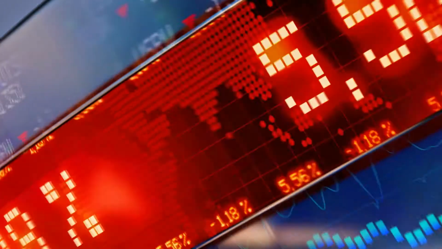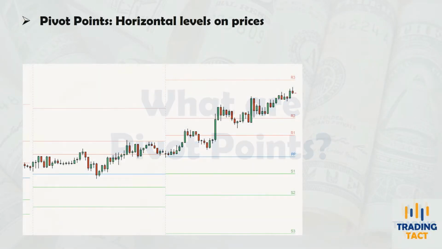Pivot points provide a convenient method to detect intraday support and resistance levels. Here is how pivot points are calculated and how you can use them to program a mean reversion strategy for the euro franc. Pivot points appear as a series of horizontal levels overlaid on prices.